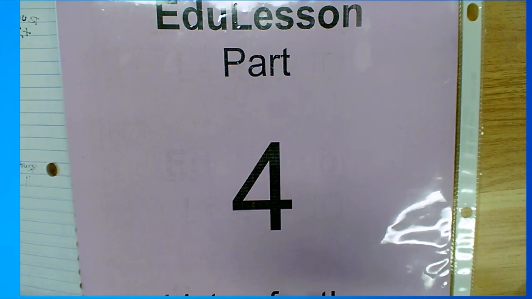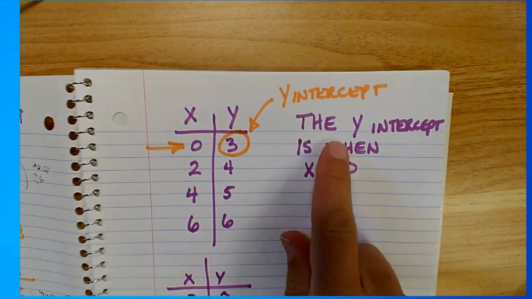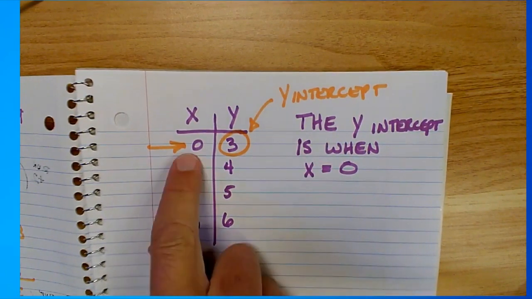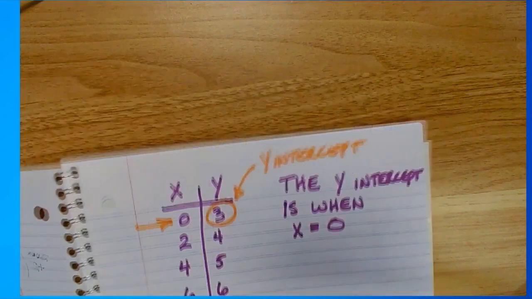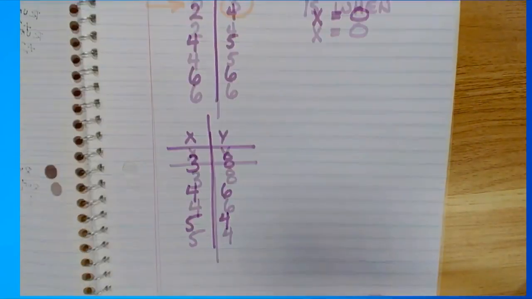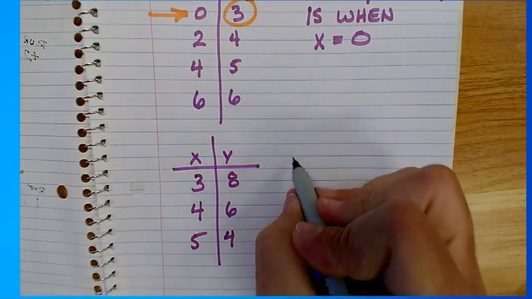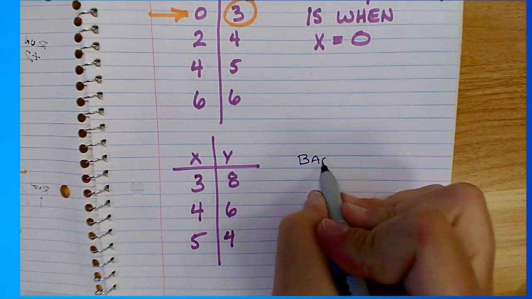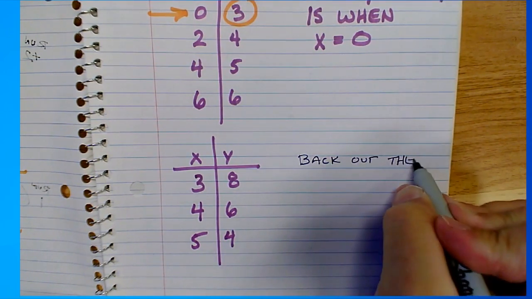Okay, part 4. So we just learned that the y-intercept occurs when x is 0, so it's right there at 0. The y-intercept is at 3. The y-intercept occurs when x is 0. But what if I don't see a 0? Well, we're going to back it out. Back out the table.